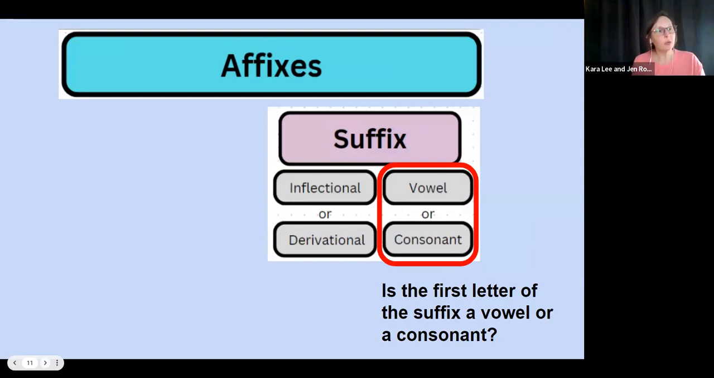Okay. So another way that we can categorize affixes is called vowel or consonant. What that means is, is the first letter of the suffix a vowel or a consonant? It's actually quite a simple idea. If I am talking about the suffix s, is that a vowel suffix or a consonant suffix? Type it in the chat. The suffix s, vowel or consonant?